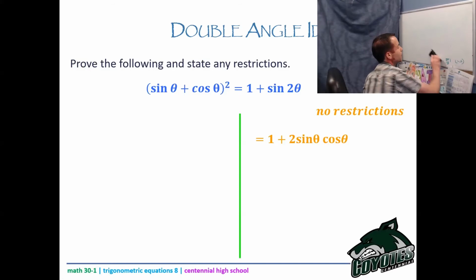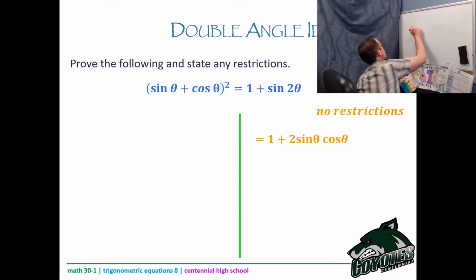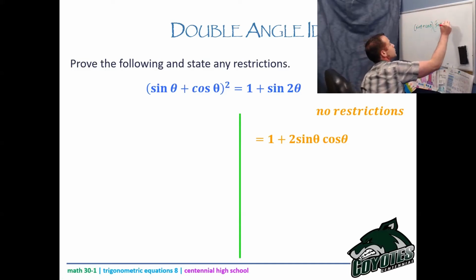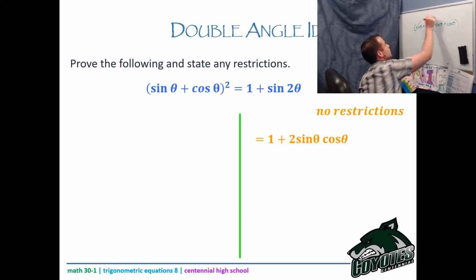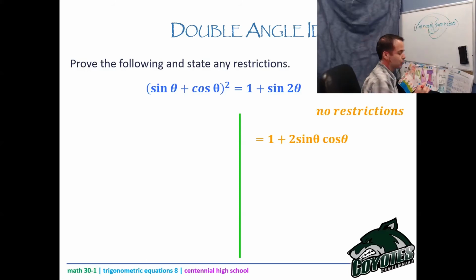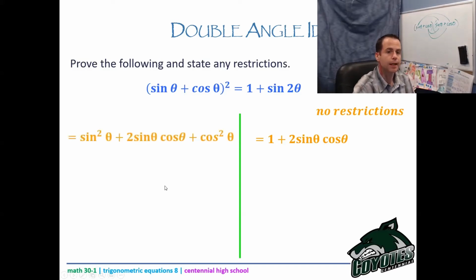Or if you remember to square a binomial, you could square the first, double the product, square the last. If you don't remember that, sine of theta plus cos of theta times sine of theta plus cos of theta, we're going to get sine squared theta, sine theta cos theta, sine theta cos theta, and cos squared theta, okay? So that ends up being sine squared theta plus 2 sine theta cos theta plus cos squared theta.